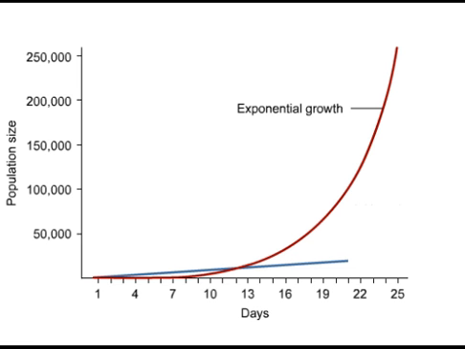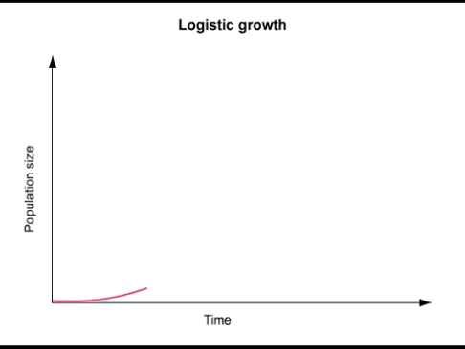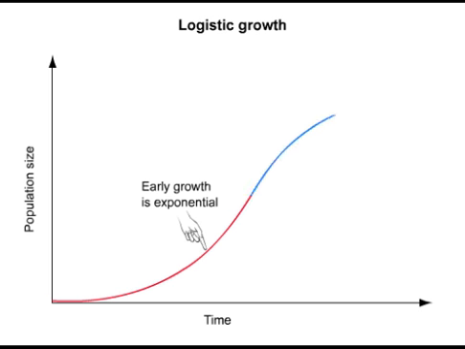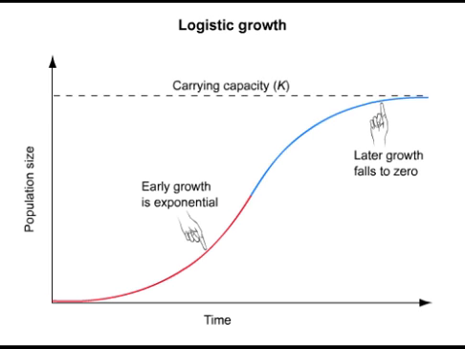Yet, in most real populations, food and disease and other resources become important because the conditions become crowded. There's an upper limit to the number of individuals the environment can support, and this is known as the carrying capacity. And the shape of the graph in this case is an S.